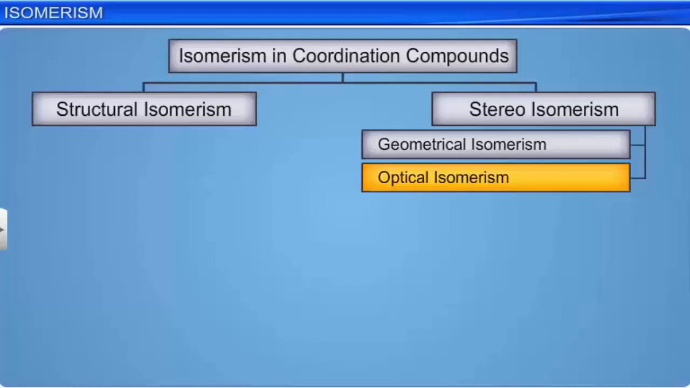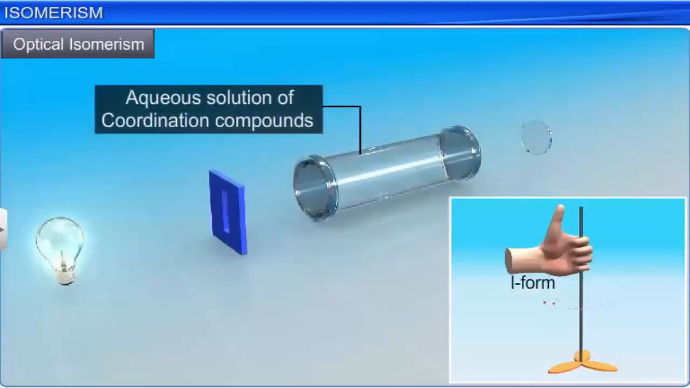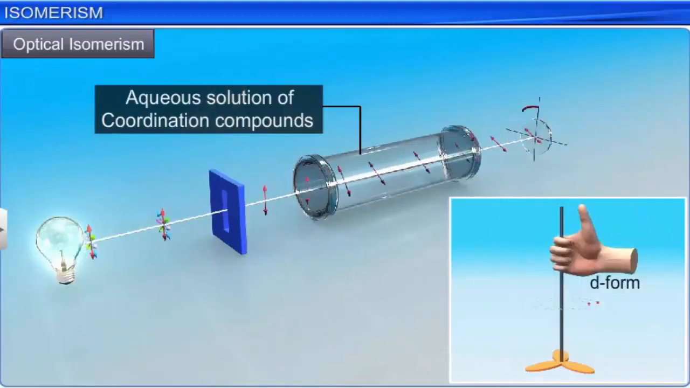Let's examine optical isomerism, which is the other type of stereoisomerism. When the solutions of certain coordination compounds are placed in the path of plane polarized light, they rotate its plane through a certain angle that may be either to the left or to the right. This property of a complex of rotating the plane of polarized light is called its optical activity. A complex that possesses this property is said to be optically active.